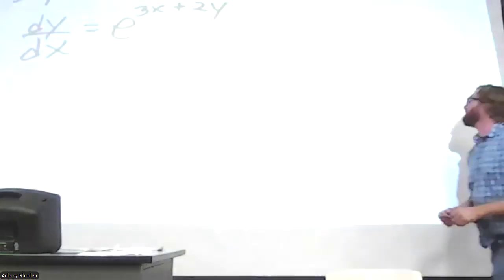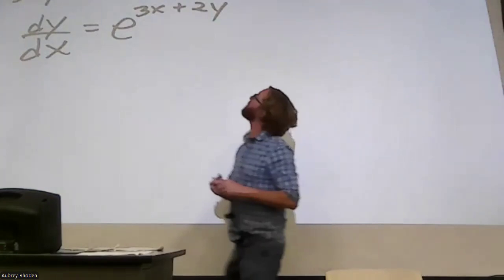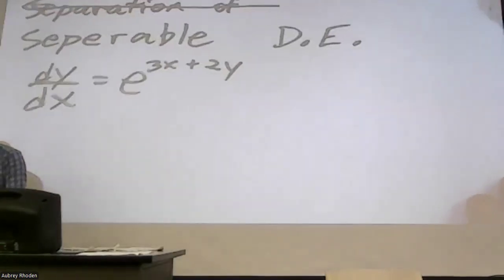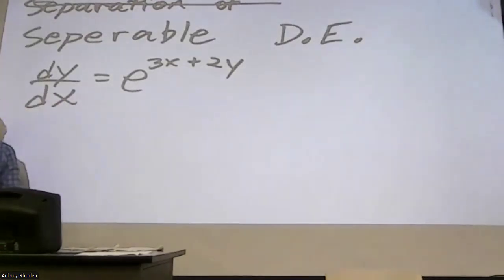So we're talking about separable differential equations. We have a separable differential equation. So dy over dx is going to equal e to the 3x times e to the 2y.